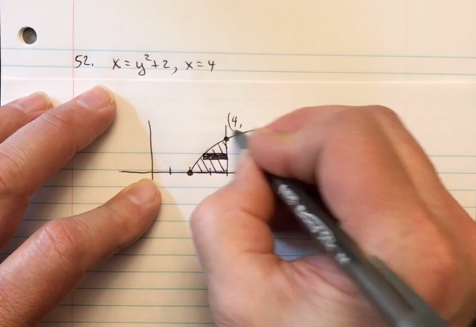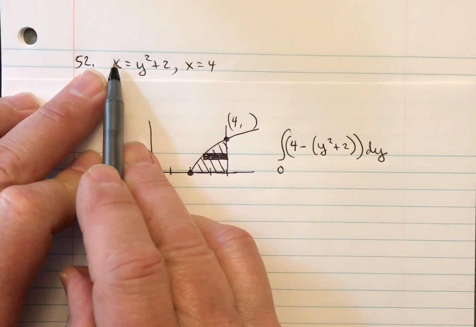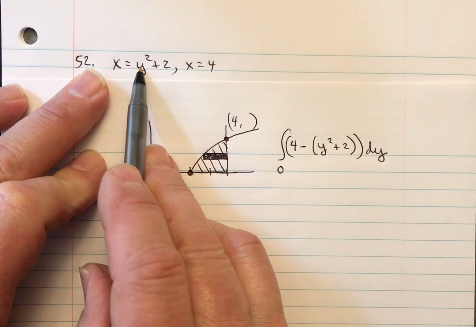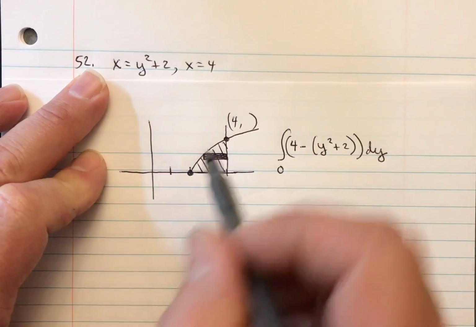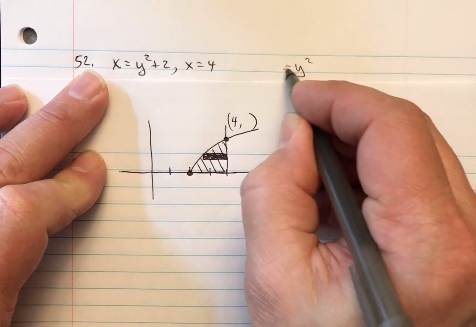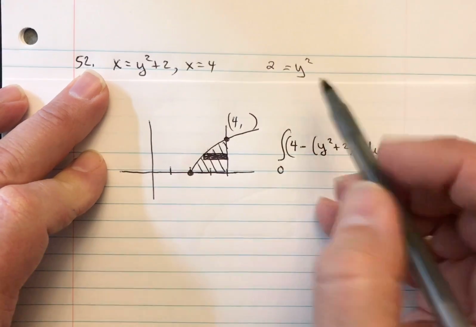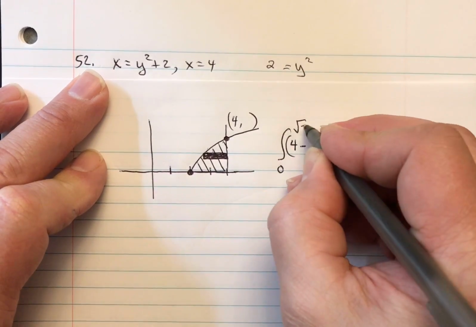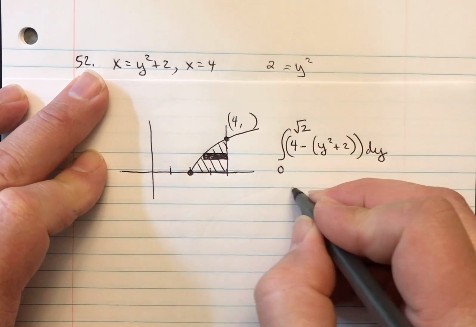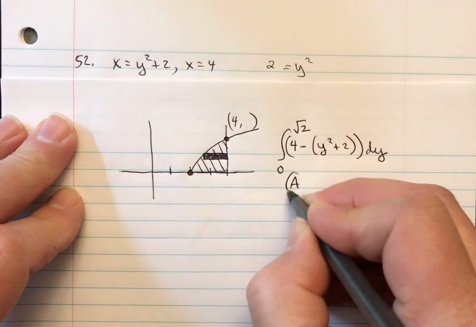And now I just need to find this point right here. Well, if x is 4, then 4 equals y squared plus 2. And if I subtract 2 from both sides, I'll get y squared equals 2. Now, if you take the square root of both sides, you will get root 2. And this turns out to be choice A.